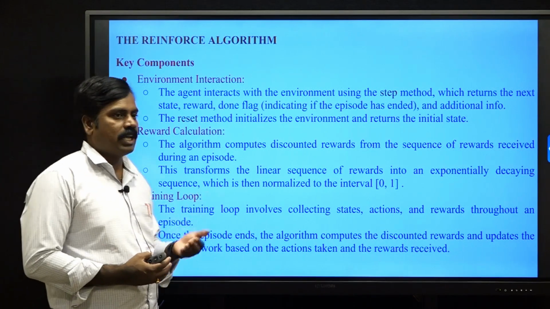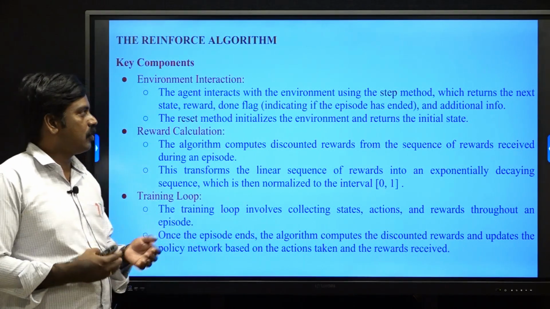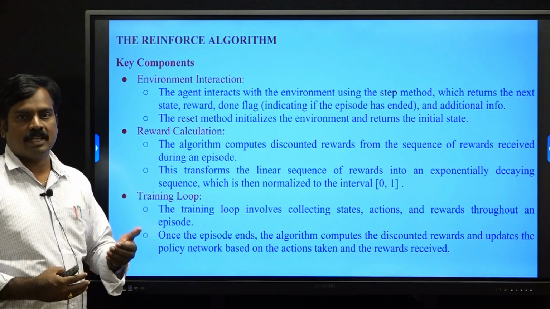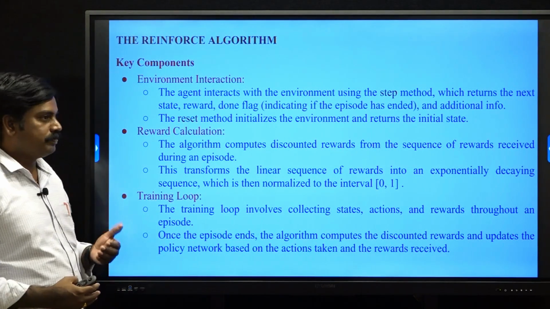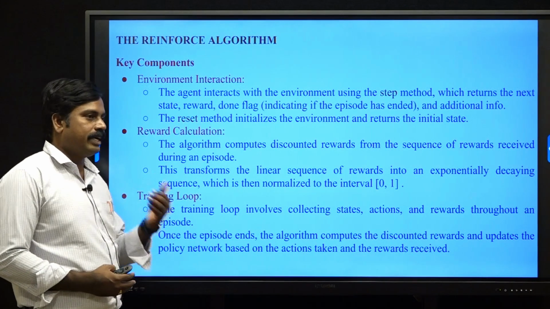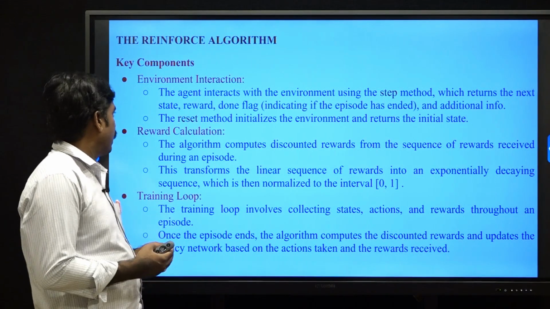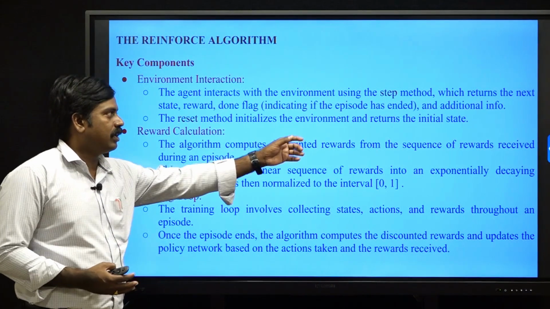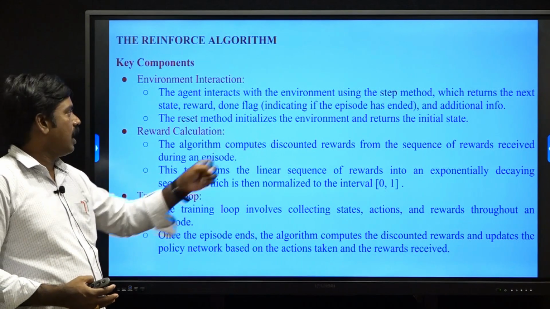In the last session we explained the step method. The step method gives four parameters as output. It is the state, reward, done flag and info flag. Okay, we are using the step method to interact with the environment with the actions.